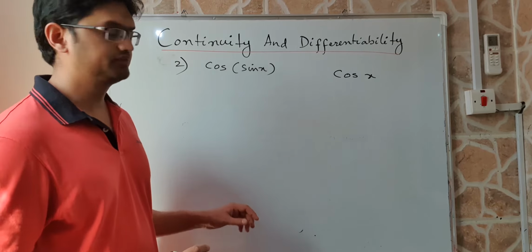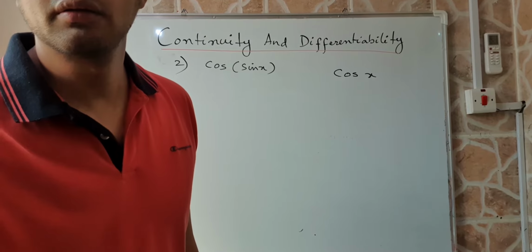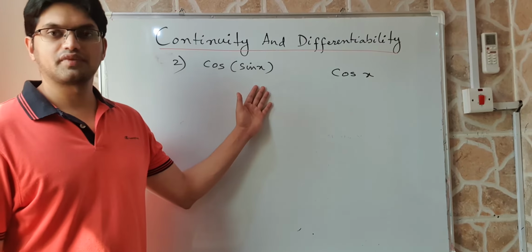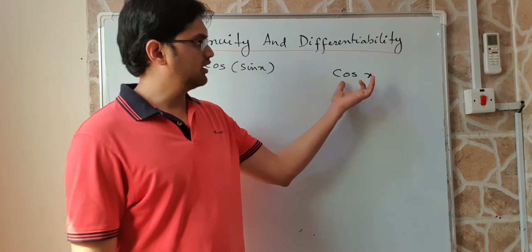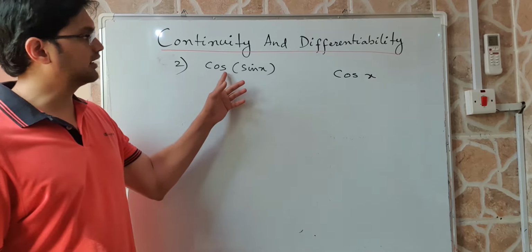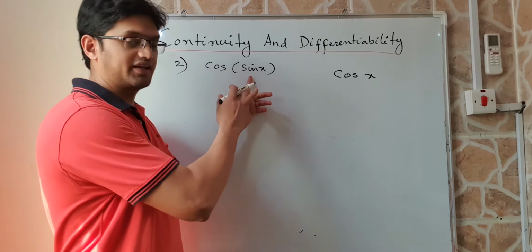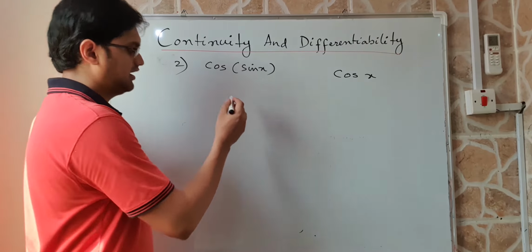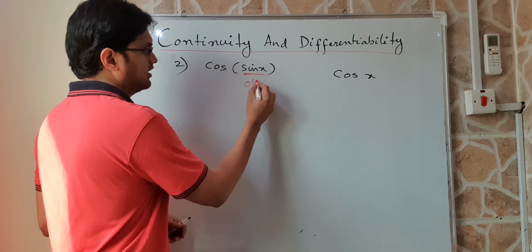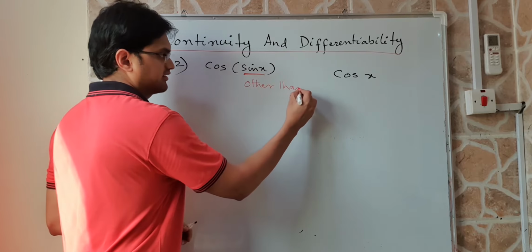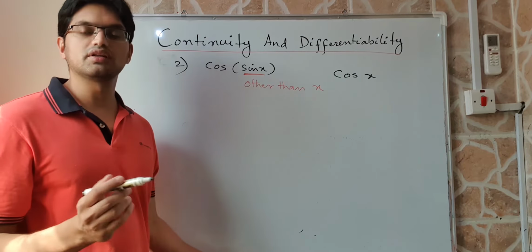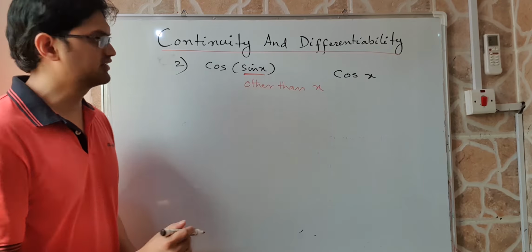The second example is cos of sin x. Here the normal function is cos x, but the angle has changed to sin x, which is something other than x. I can again write this as other than x. So this is the case of chain rule. How do we do the chain rule? Same thing. Let's start.